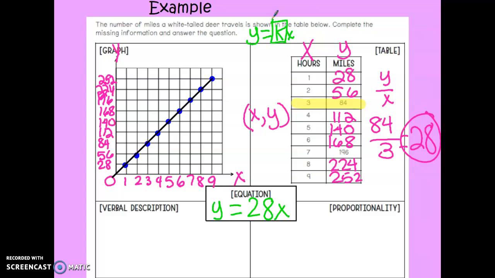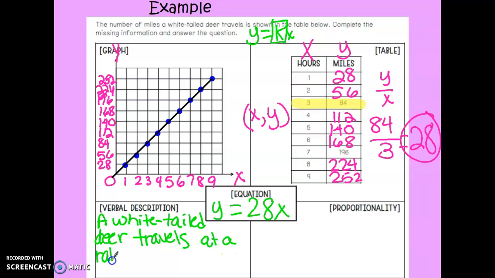Now it's asking for a verbal description. This is kind of like writing a word problem. So for this one, we're talking about the white-tailed deer. So I should say a white-tailed deer, and what is he doing? He's traveling. So, travels at a rate of 28 miles per hour.